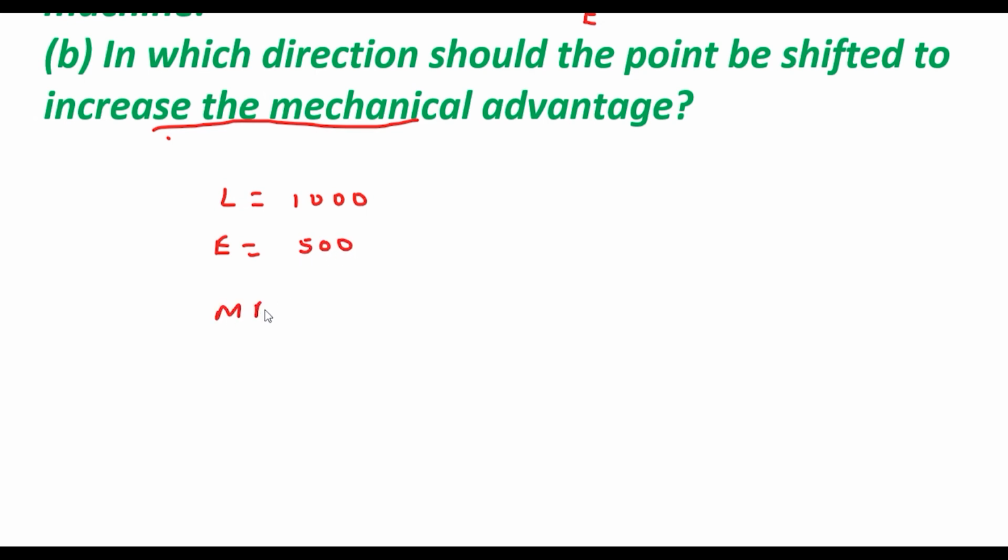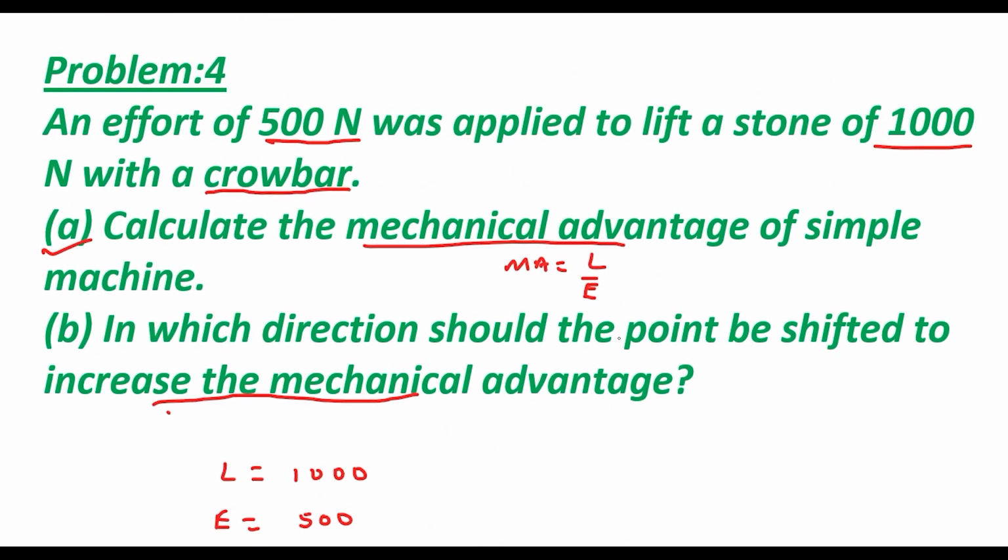We know that MA is given by load upon effort, and load is given 1000, effort is given 500. So calculate it: 0 0 cancel, 5 2 are 10, 2. So MA is 2. This is the required mechanical advantage of the simple machine. But in B, in which direction should the point be shifted to increase the mechanical advantage?